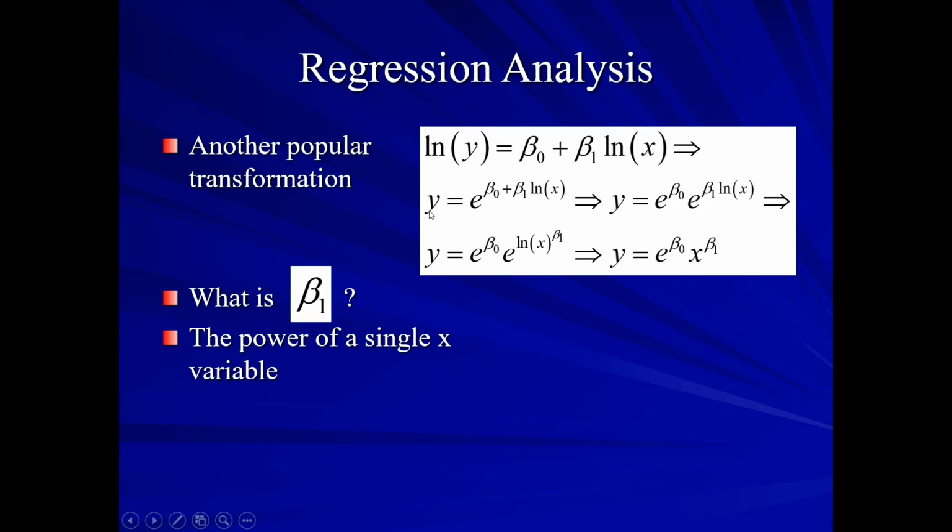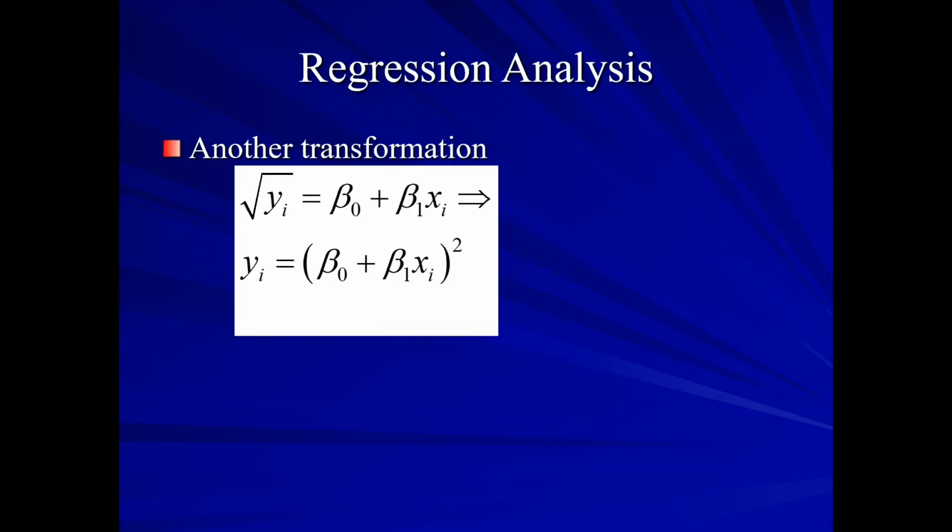And so if I exponentiate this out after I've got my estimates, what I get is y equals e to the beta 0 times x to the beta 1. Here, beta 1 is simply the power of a single x variable. Another transformation is the square root of y equals beta 0 plus beta 1 xi. Now, once I do this and I get my estimates, I now have to square things out. And so I get yi equals beta 0 plus beta 1 xi quantity squared.